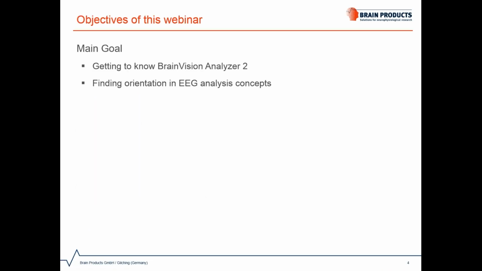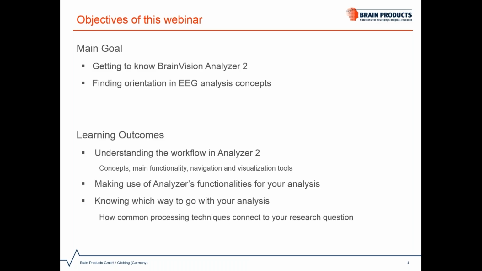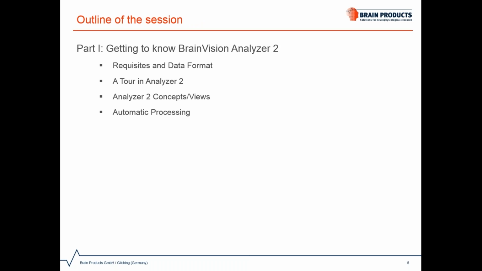First, we would like to get to know BrainVision Analyzer 2 with its main concepts, functionalities, how to navigate through your data and how you can inspect it in more detail. Secondly, I would like to give you some orientation about EEG analysis, covering different aspects like paradigms, different signal domains, and processing techniques. By this, we would expect you to get familiar with the workflow in Analyzer and making use of Analyzer's functionalities for great data processing experience. For many research questions, you should get an idea which way to further investigate regarding the analysis concept you would need.